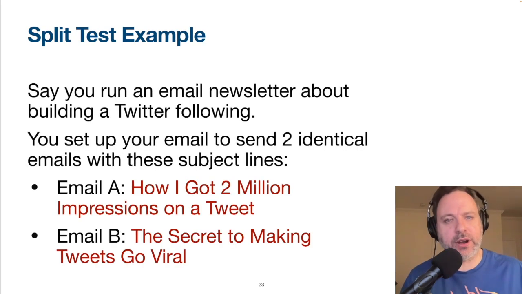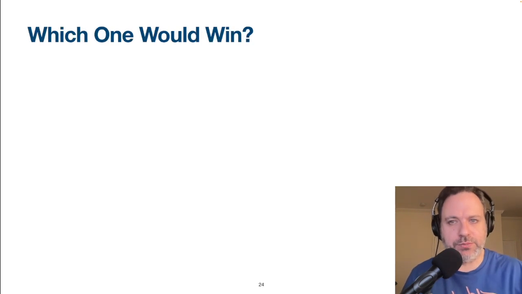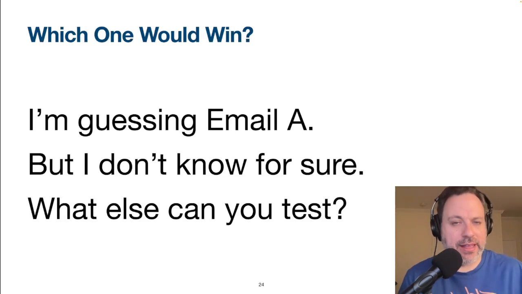So let's just say you run a newsletter about building a Twitter following. You set up your email to send 2 identical emails with different subject lines. And email A would be something like "how I got 2 million impressions on a tweet." And then email B could be "the secret to making tweets go viral." Now, which one would do better? I'm guessing email A, but I don't know for sure. That's the whole point of testing.